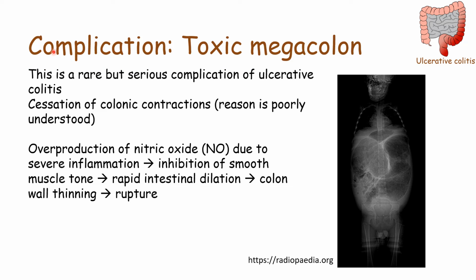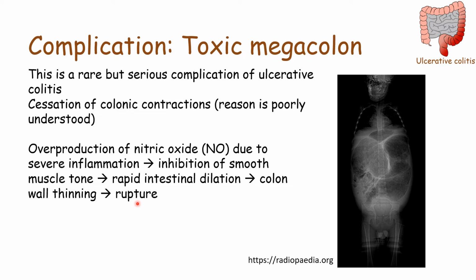One that we will talk about now is toxic megacolon. This is a rare but serious complication of ulcerative colitis, and it happens essentially due to the cessation of colonic contractions. The reason for this is poorly understood. However, it is believed that the overproduction of nitric oxide, seen in that severe inflammation, essentially inhibits smooth muscle tone, leading to rapid intestinal dilation. So the walls of your intestine start dilating. This will essentially lead to colon wall thinning, so they will become very thin and are prone to rupture.